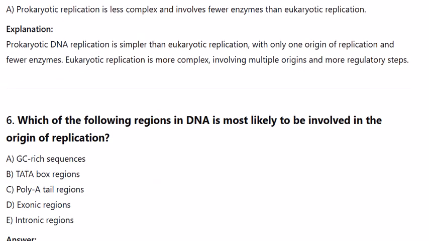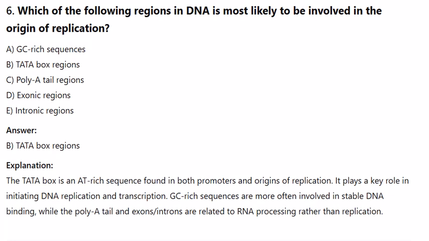6. Which of the following regions in DNA is most likely to be involved in the origin of replication? A. GC-rich sequences, B. Tata box regions, C. Poly-A tail regions, D. Exonic regions, E. Intronic regions. Answer: Tata box regions.